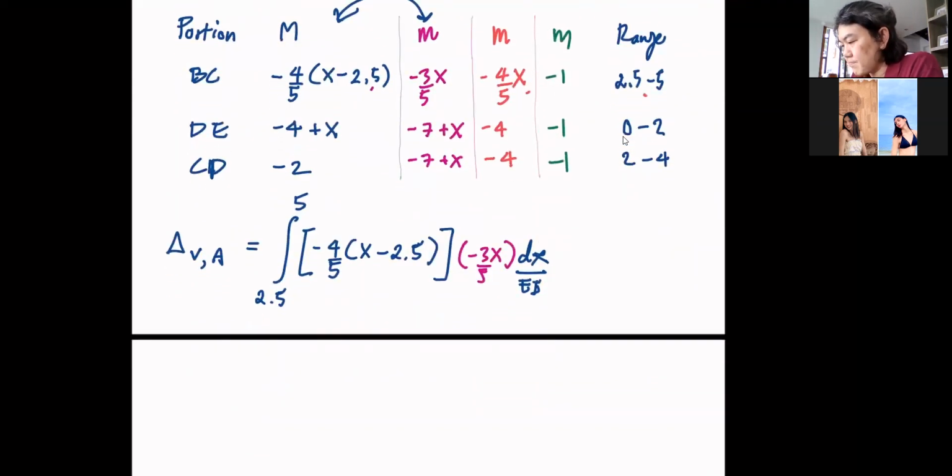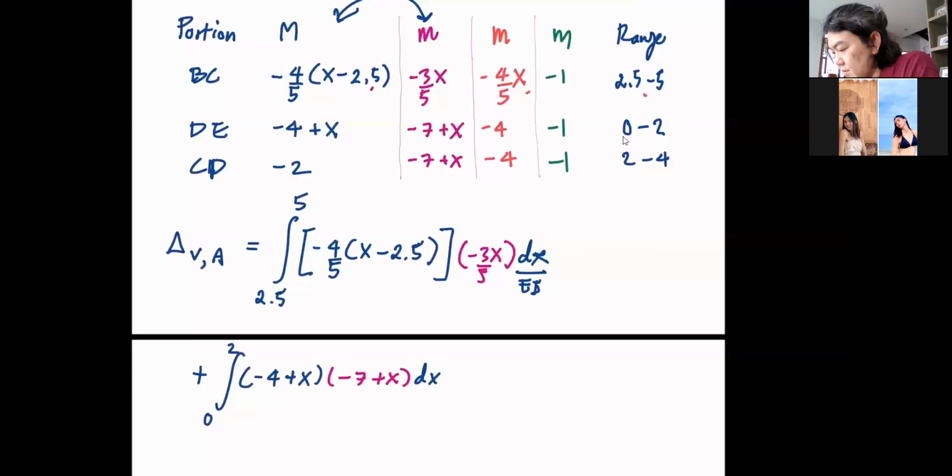Plus integral from 0 to 2 of minus 4 plus x, and then minus 7 plus x, dx over 2EI, plus the last integral from 2 to 4 of minus 2, and then minus 7 plus x, again dx over 2EI.